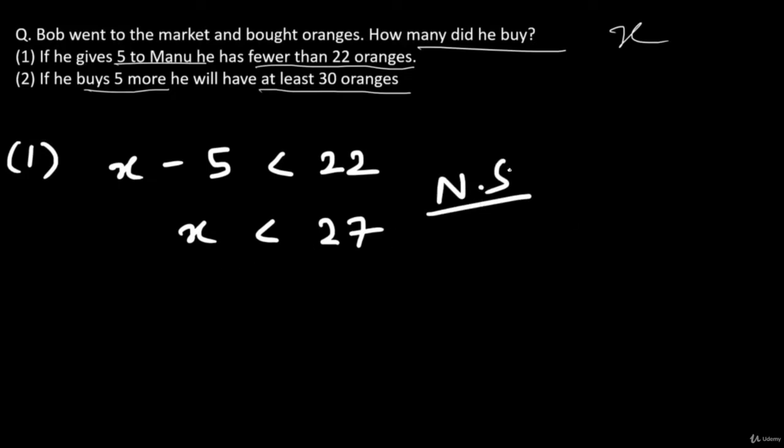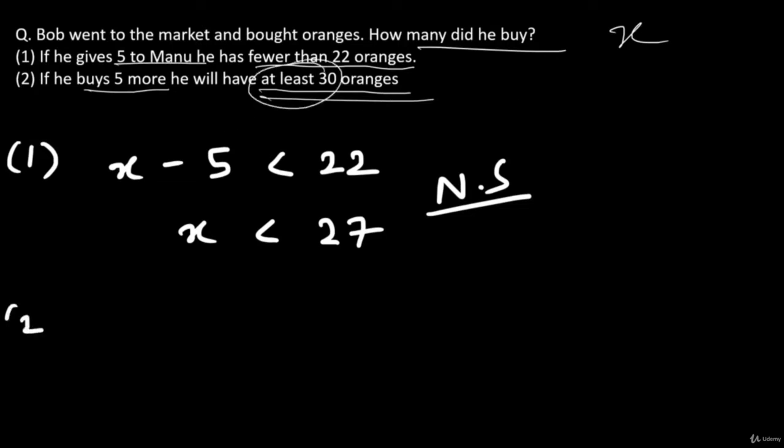This alone is not sufficient, right? You can have 26 or 25 or 10. You can have multiple answers. So you don't get a unique numerical value. So this statement alone is not sufficient. What about statement 2 alone? If he buys 5 more, he will have at least 30 oranges. So if he buys 5 more, he will have X plus 5 oranges. And that is at least 30 oranges.